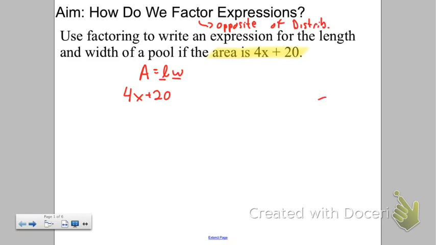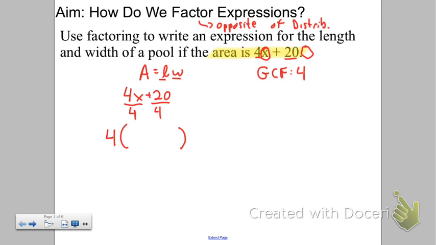When we're factoring, we're going to look for the greatest common factor. We look at the numbers first. The greatest common factor of 4 and 20 is 4. There's an x in one term but no x in the other, so the greatest common factor is just 4. Since this is the opposite of the distributive property, I write the 4 and then a set of parentheses. I'm going to divide each term by my greatest common factor, which is 4.